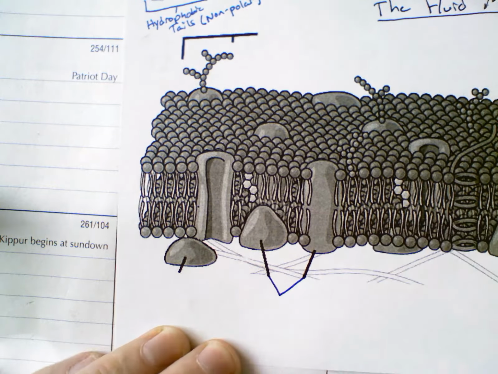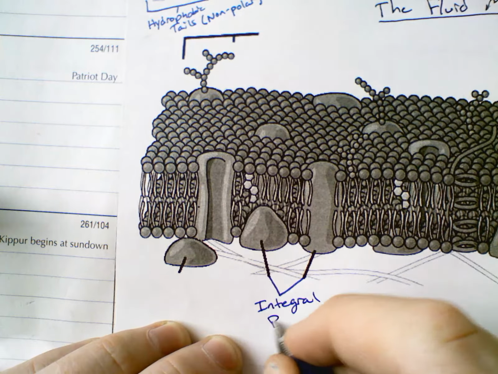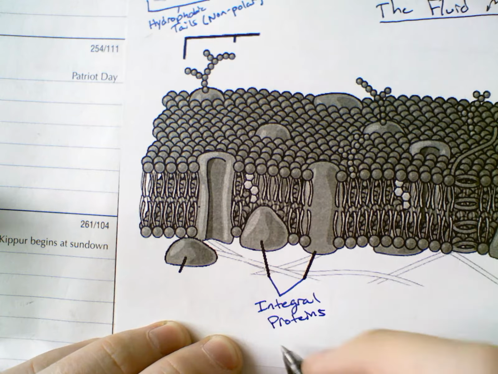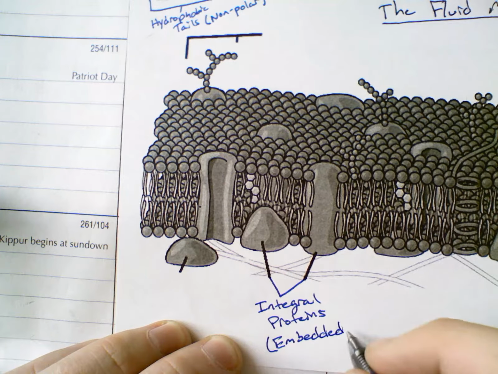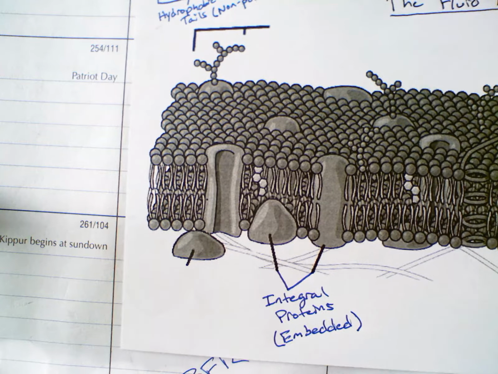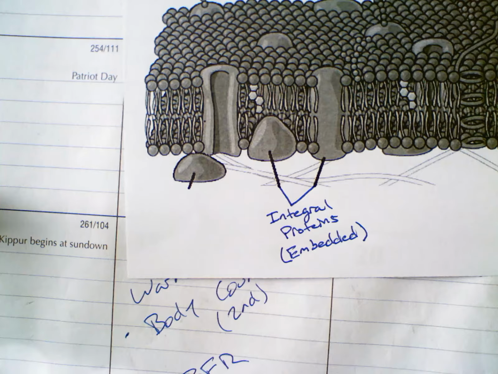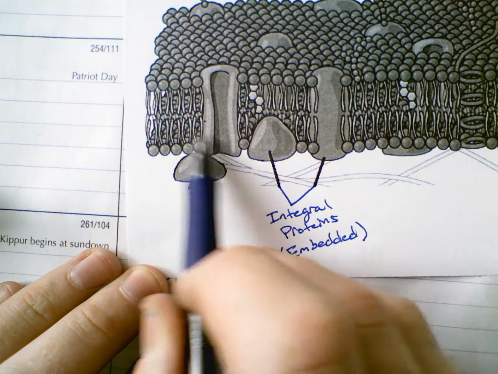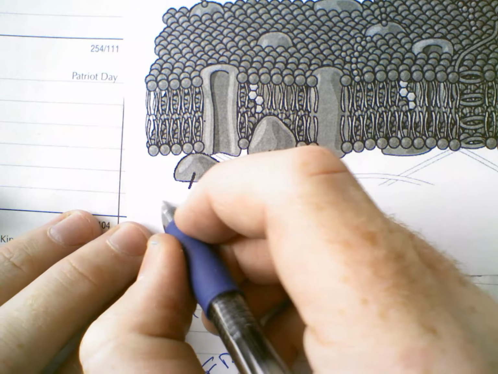There are, you're going to connect these, integral proteins. These are embedded. What does it mean to be embedded? Yeah, they're lodged into the membrane. They're actually like part of the phospholipid bilayer. They're stuck into the phospholipid bilayer. Okay. And then this one, you can see it's not actually stuck into the phospholipid bilayer. This one is going to be a peripheral.